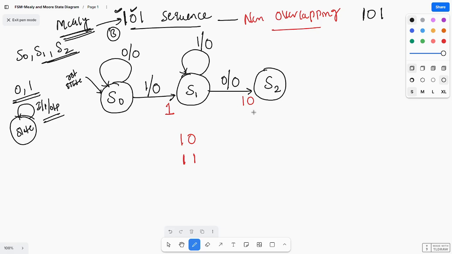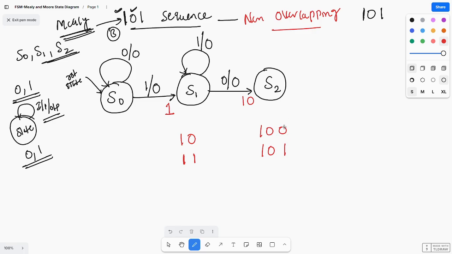At S2 I need to check for 2 cases, that is 0 and 1. So here I need to check 100 and 101. For 100, it will go to the initial state.